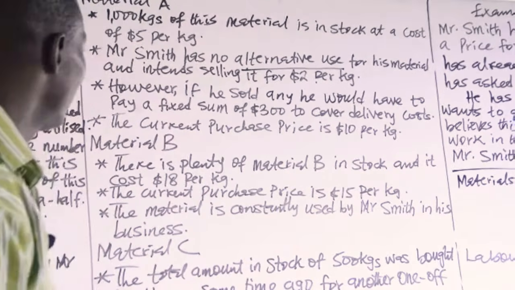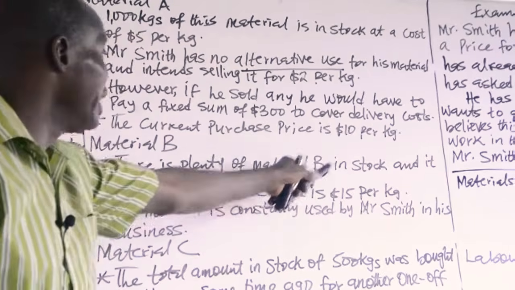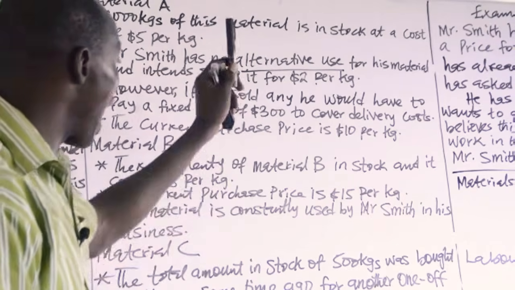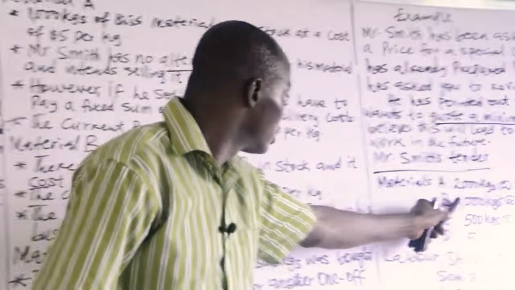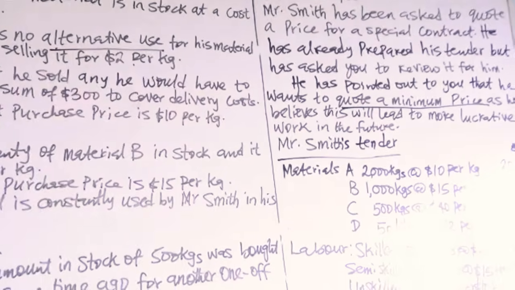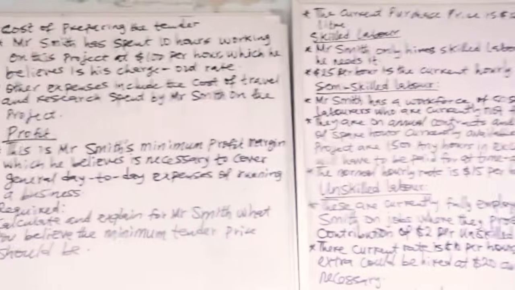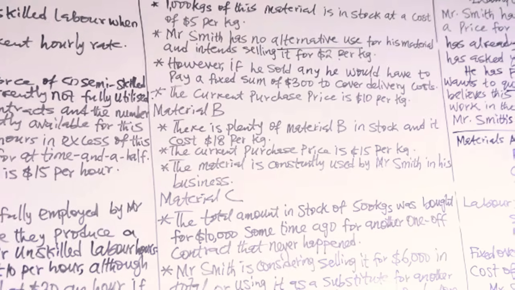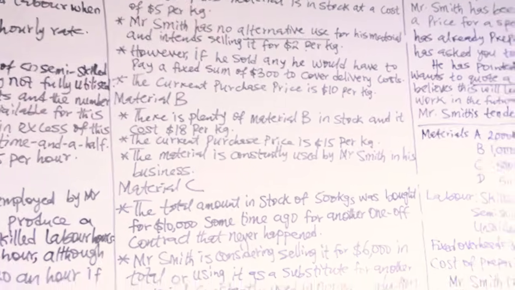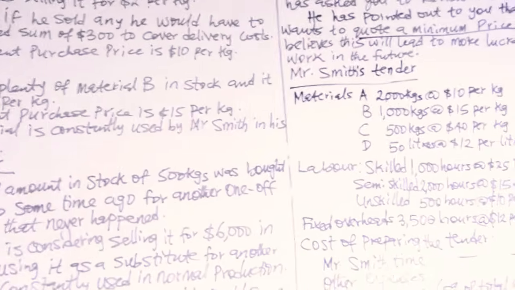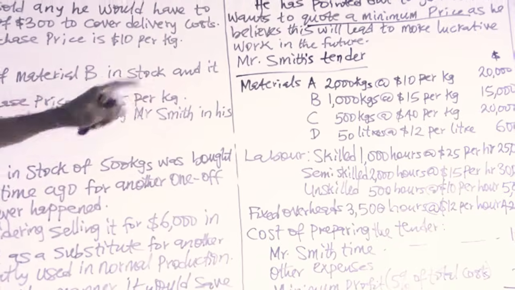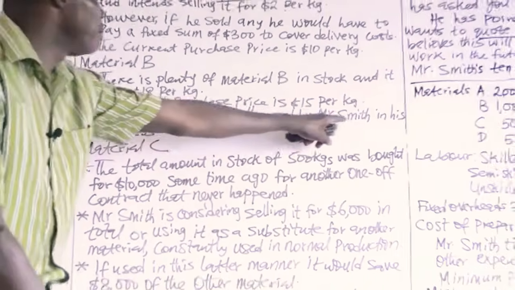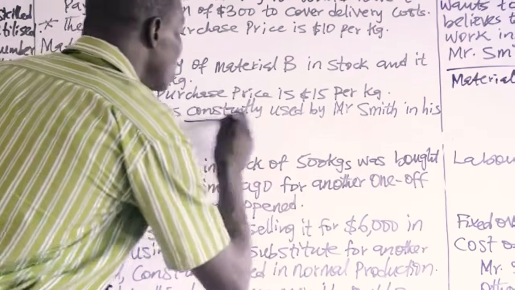Material B. There is plenty of material B in stock, and it costs $18 per kg. The current purchase price is $15 per kg. The material is constantly used by Mr. Smith in his business.